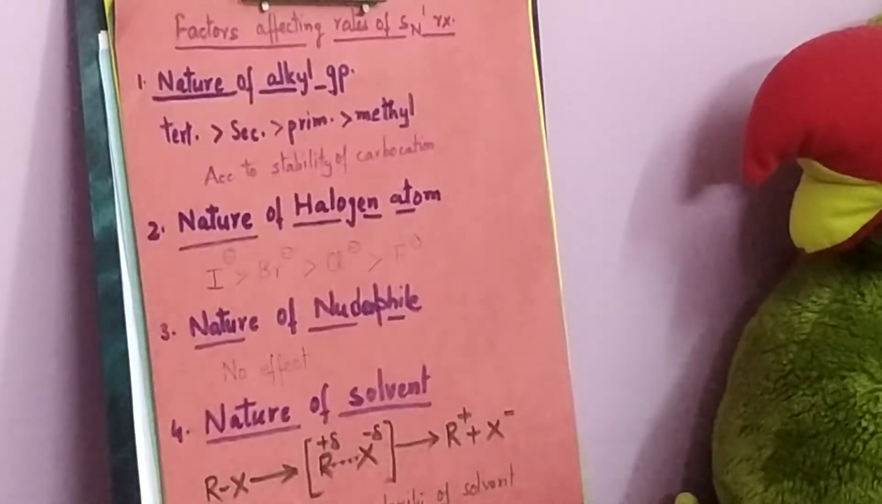Then we again extend the dependence of this reaction onto alkyl halides. So the next factor will be the nature of the halogen atom. Now this order will remain the same as discussed previously with SN2 reactions, like alkyl iodides.